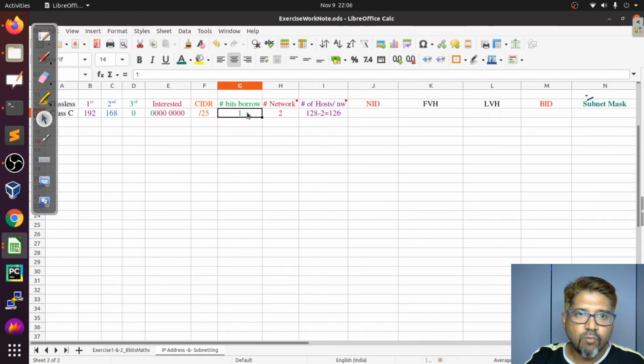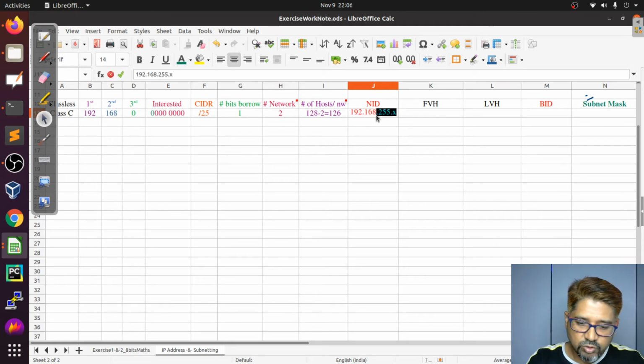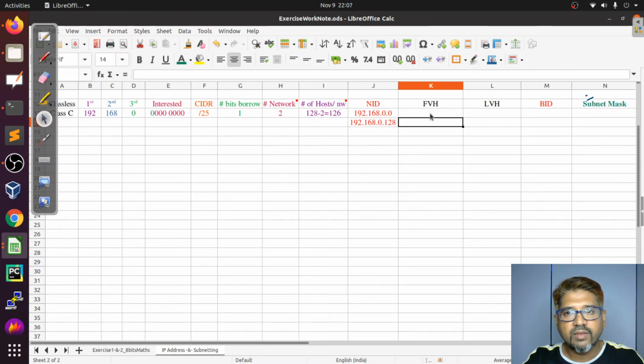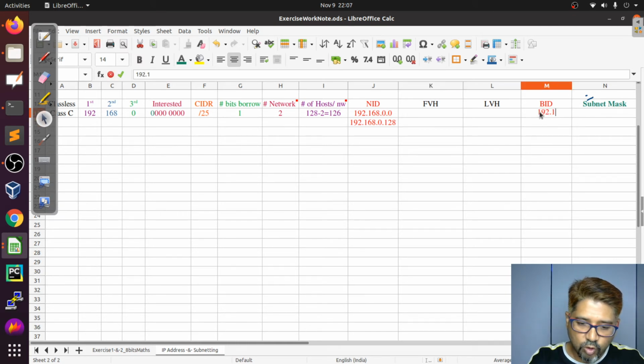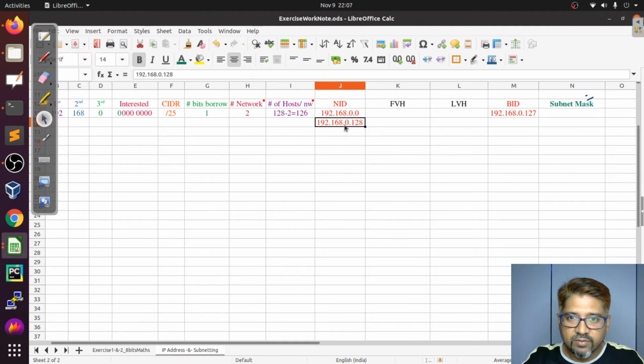So one bit borrowed, two networks, because 0 and 1 are two options, and how many bits are left? 7 bits, so 2 to the power 7. Now the network ID as we calculated will be 192.168.0.0, because the first bit was 0, and the second we just calculated 192.168.0.128. So we have two network IDs, and we got the broadcast ID. If you remember, 192.168.0.127. All the host bits that were 0 become 1.